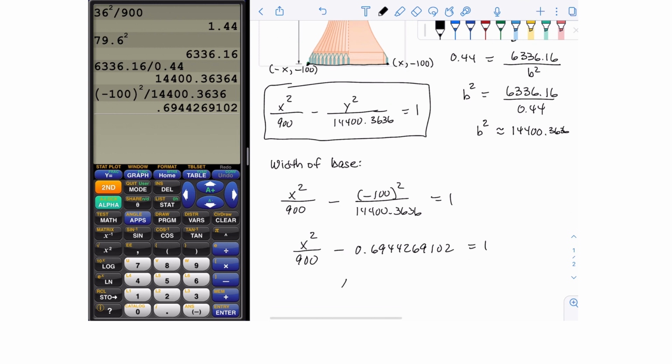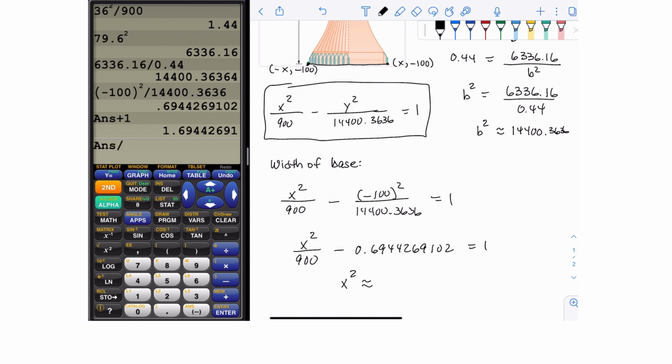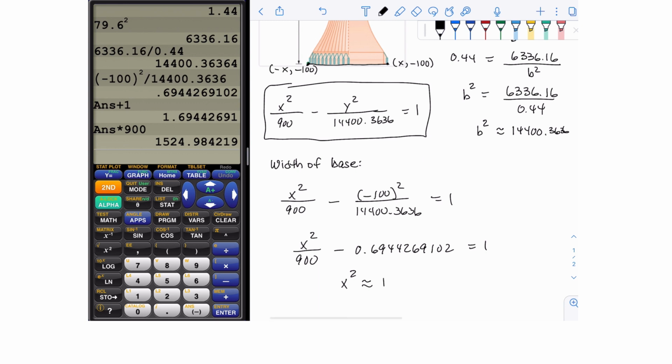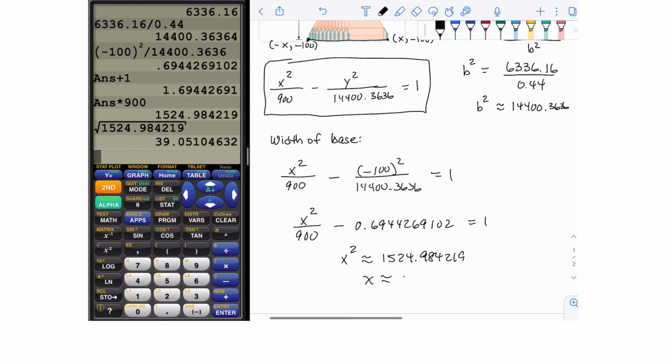So that means x squared is approximately equal to, I'm going to take this number here and add 1 to it, and then multiply that by 900. So that is the value of x squared, 1524.984219. And that means x is approximately equal to the square root of that answer, which is 39.0510, etc. And then the width of the base is twice that amount, so I'm going to multiply that by 2.